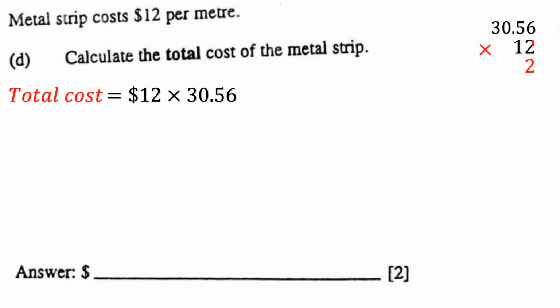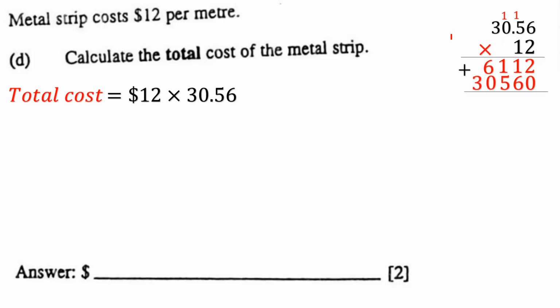Let's multiply that. 2 times 6 is 12. Put the 2 down, put the 1 up. 2 times 5 is 10, plus 1 is 11. Put the 1 down, put the 1 up. 2 times 0 is 0 plus 1. It's going to be 1. And 2 times 3 is 6. So that's the first one. Don't forget your placeholder. Then we have 1 times 6 is 6. 1 times 5 is 5. 1 times 0 is 0. And 1 times 3 is 3.